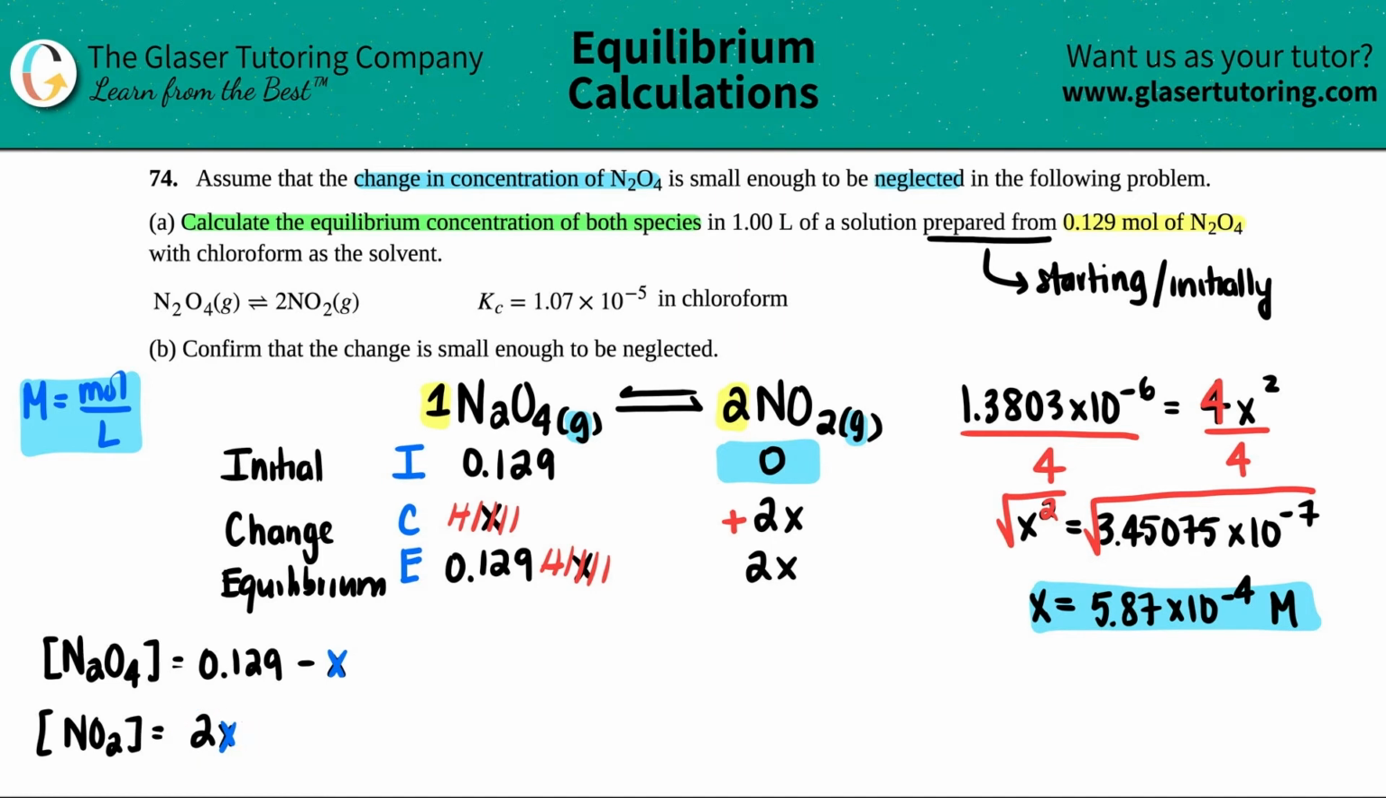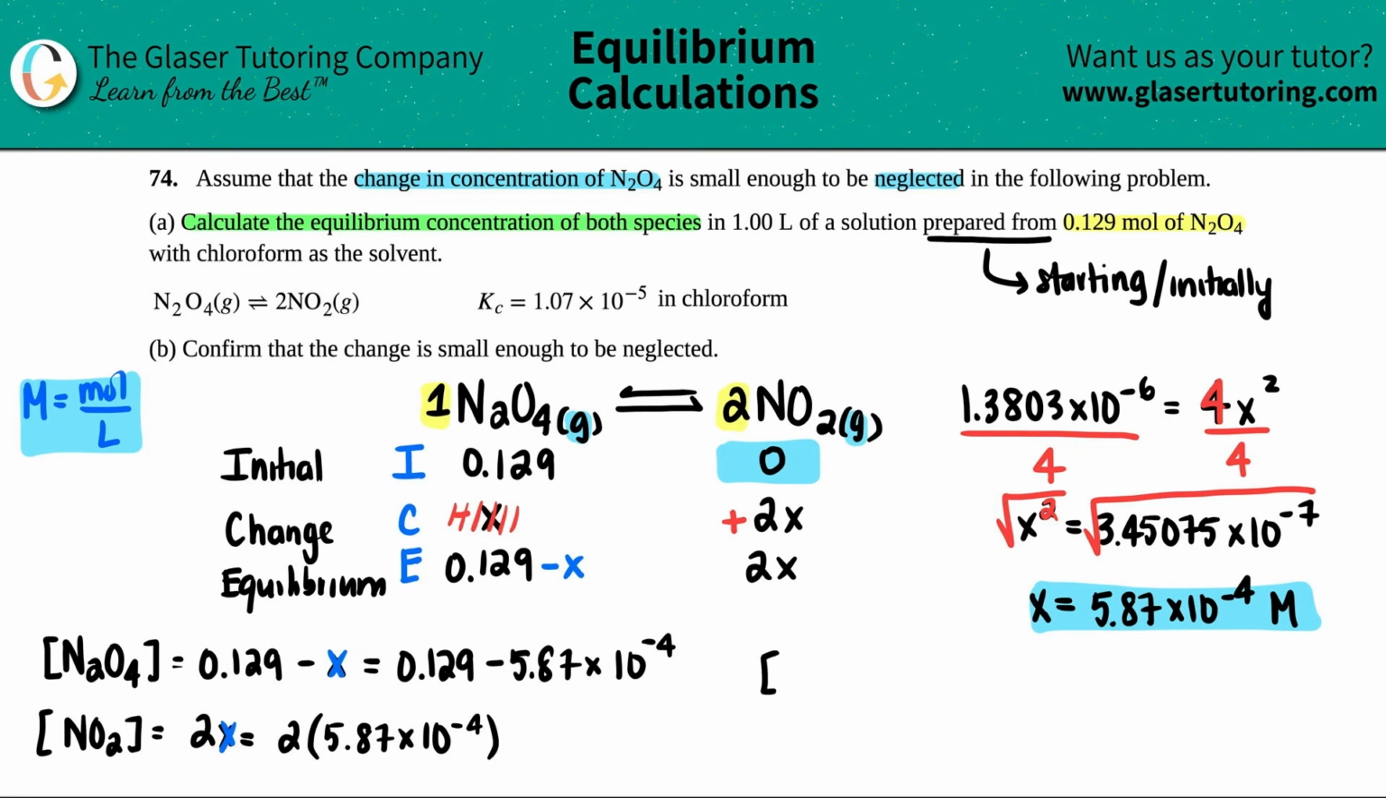Now, when you're solving for your equilibrium for the N2O4, you still subtract by X. You still take into consideration that, okay, there was a minus X here, so I'm just going to do that. So let's see. This would be 0.129 minus the X value that we got, 5.87 times 10 to the negative fourth. And then the same thing here, 2 times the X value that we found out, 5.87 times 10 to the negative fourth. And now we are ready to find out our concentrations.